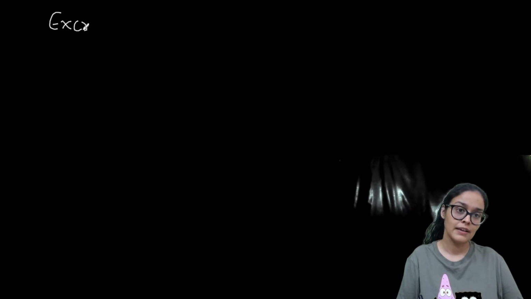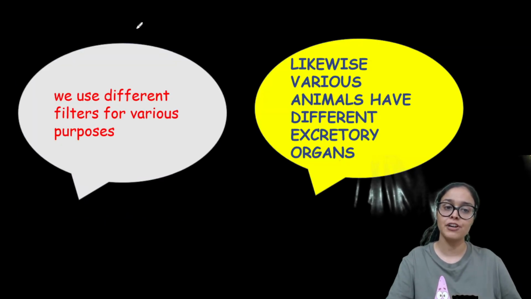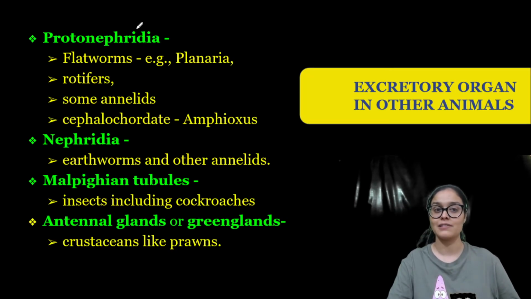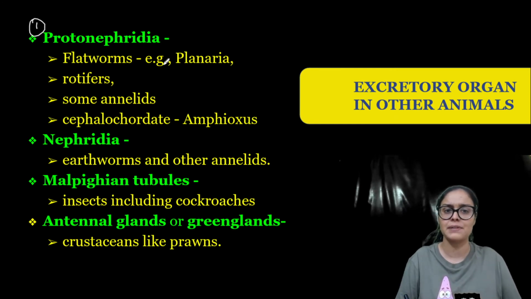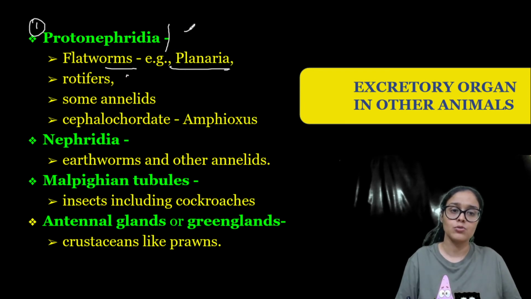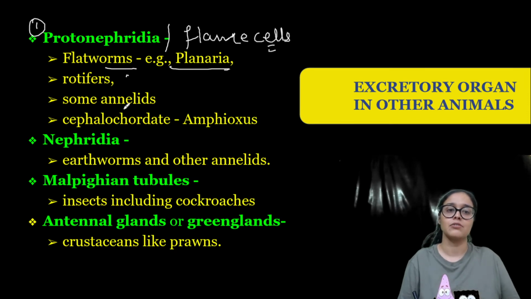So now we will be seeing that different organisms have different excretory organs. What are those excretory organs in different organisms that we will be seeing? Just as we use different filters for various purposes, right? In the same way, various animals have different excretory organs in their body. So one example is the Protonephridia. Protonephridia are present in flatworms, in planaria, right? Flatworms like Platyhelminthes. Protonephridia are also known as flame cells. This is something you have to remember, flame cell. This is something you have to remember, right?